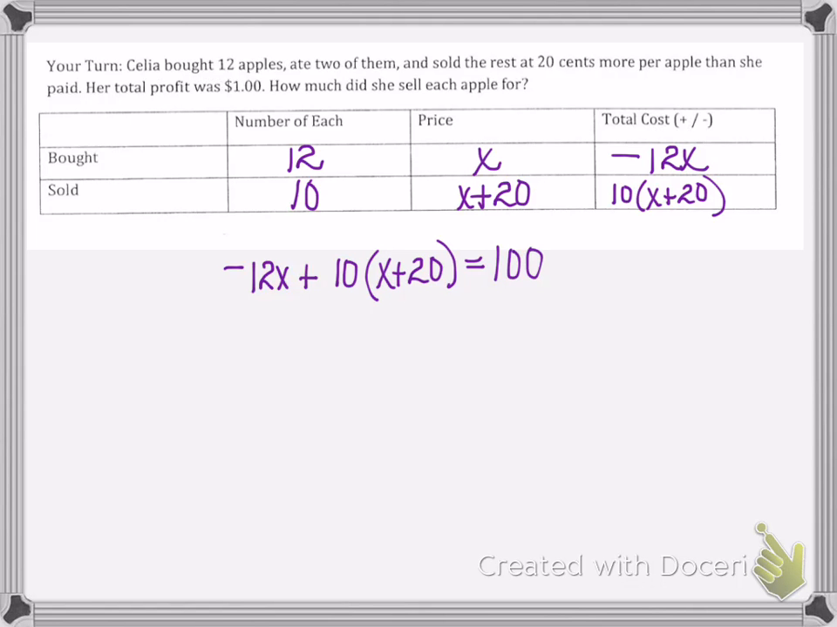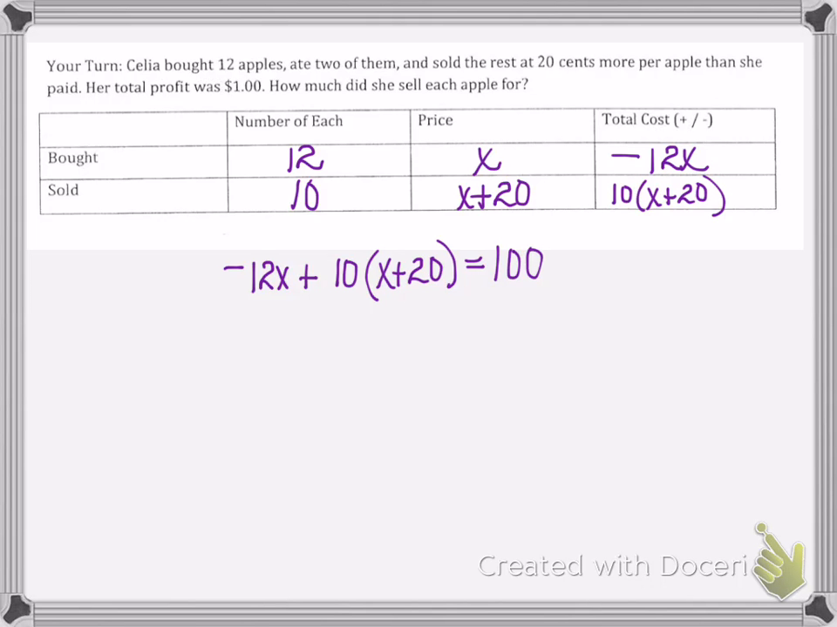So that price is going to be written as X plus 20, making our total cost for bought negative 12X, because remember it should be negative since that's the money she's investing, and our total cost for sold being 10 times in parentheses X plus 20. We're going to add them up and set them equal to $1, but in cents that should be 100 cents.